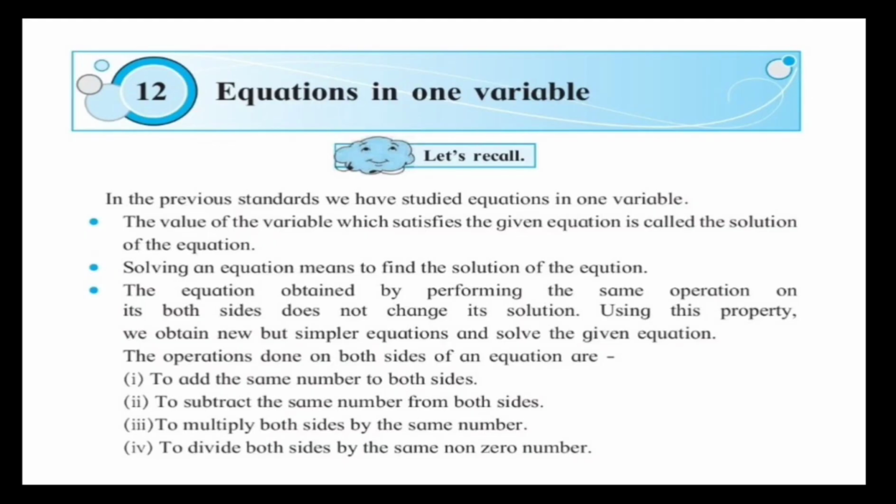So what is this first point? The value of variable which satisfies the given equation is called the solution of the equation. If we are given the value of the variable and this value satisfies the given equation, then that value is called the solution of the equation. We all know in an equation there are two sides, left hand side and right hand side. Let us see how this first point is useful in solving question number 1 of practice set 12.1.